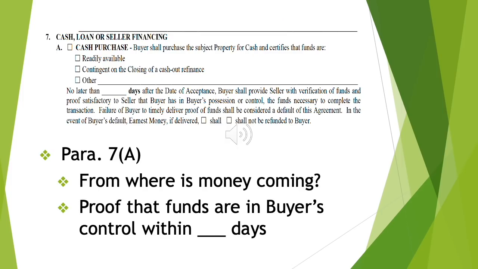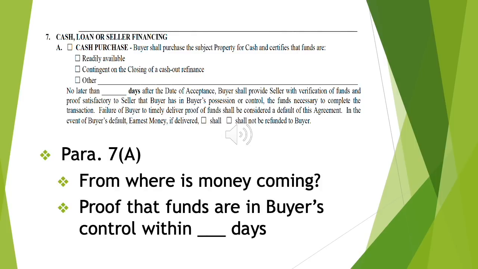Paragraph 7 of our purchase agreement is our cash, loan or seller financing paragraph, and specifically the changes were made to 7A, which is the cash purchase section. And this was expanded upon to solicit some additional information from the buyer. If the buyer is buying with cash, we'd like to know where that cash is coming from. Is it readily available cash, so cash that's just sitting in a bank account just waiting for closing? Or is it contingent on the closing of a cash out refinance on another house? Or is there some other place that this is coming from, a cash out on a 401k, for example, or some other place that this money is at the moment and not readily available?